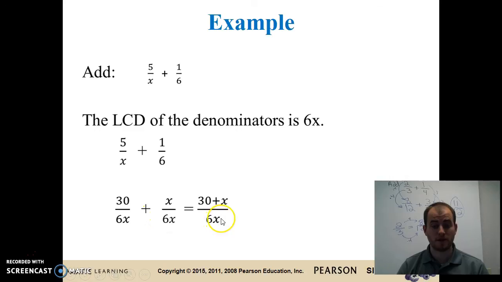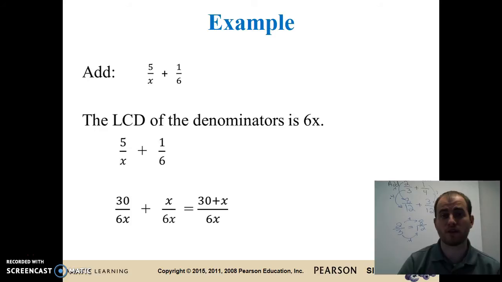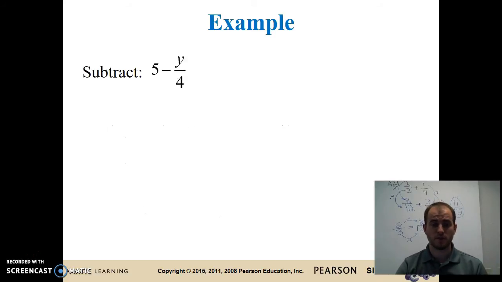Now we have our common denominator, so that stays as 6x. We add the numerators, 30 plus x. Remember, you can't add unlike terms, so you just leave it as 30 plus x over 6x. Okay, that's a little tougher one, so if you need help with that, please ask me in class.